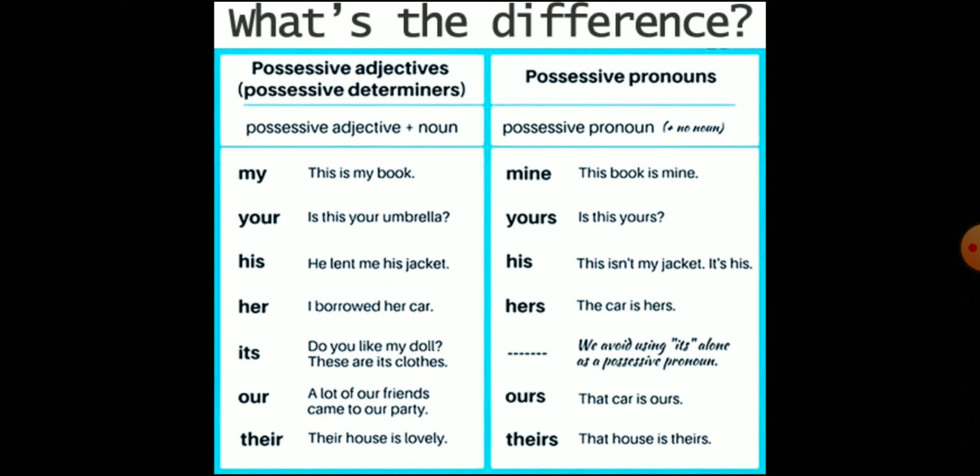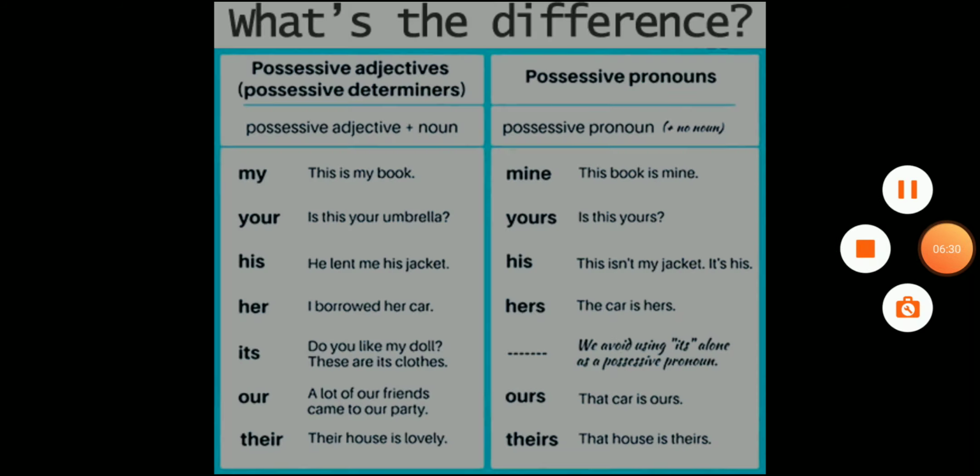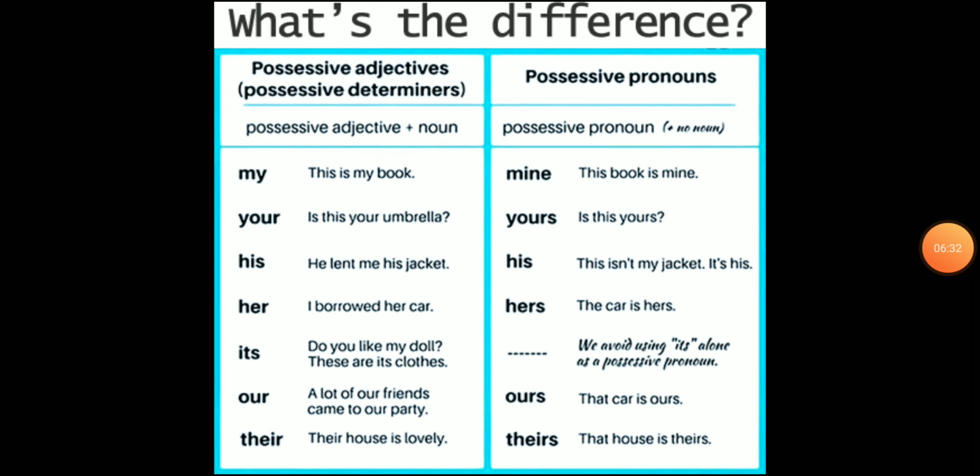So that is what you have to understand. One more thing you have to understand is that there is a difference between possessive adjectives and possessive pronouns. In possessive adjectives we use my, your, his, her, its, our, their. But in case of possessive pronouns we use mine, yours, his, hers, ours, theirs. So you have to learn this and keep this in your mind.